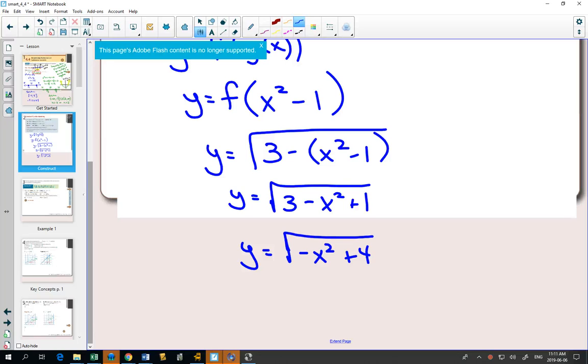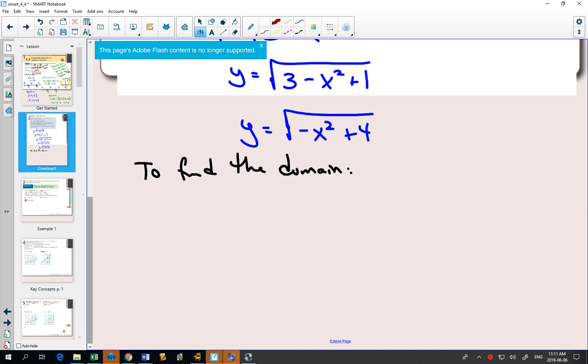It tells us, to find the domain, the inside, the negative x squared plus 4, has to be bigger than or equal to 0. If it's less than 0, what's going to happen? You can't take the square root of a negative.